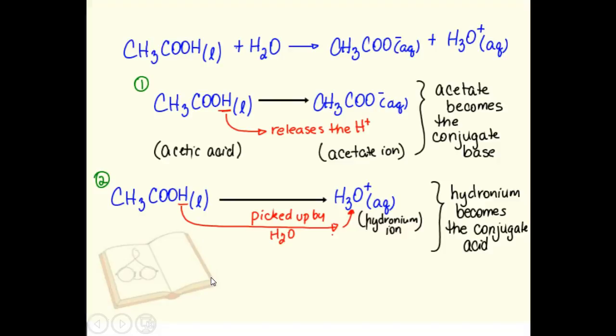Let's see if we're right. So here we go. Since this releases it, that acetate becomes the conjugate base, and because the hydronium is picking it up, the hydronium is going to become the conjugate acid. All right, just exactly what we said. That water molecule is going to accept it, it's going to become hydronium, and that's going to become the conjugate acid because it's accepting it.